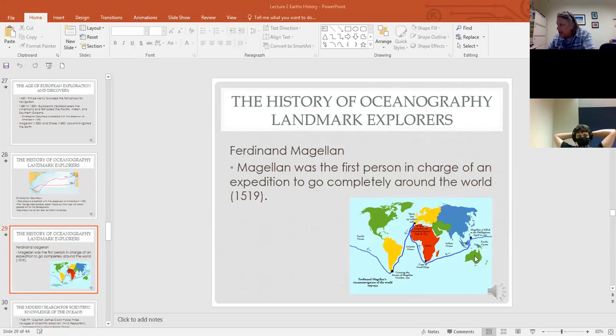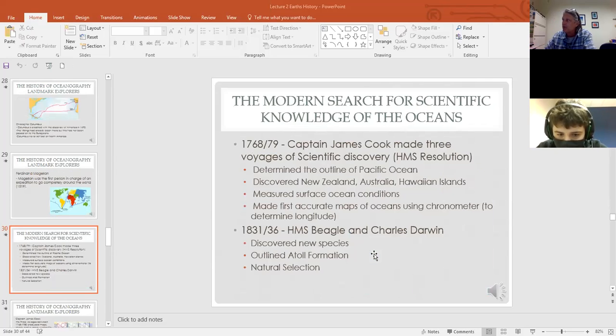Magellan, like I said, was the first credited to circumnavigate, but he did not make it. He was killed in the Philippines on this voyage, so he missed the entire last leg. Captain James Cook was credited with discovering Australia, Hawaii, and New Zealand, although Aborigines lived in Australia and New Zealand, and the Polynesians lived in Hawaii.